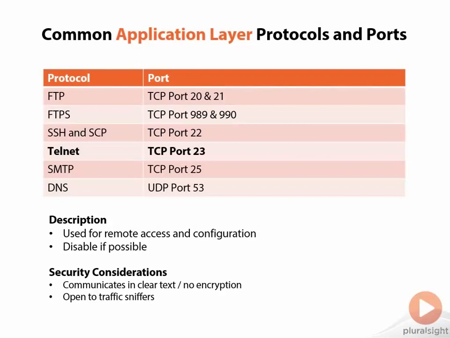The next one is Telnet, and as I mentioned, Telnet is very similar to SSH in the fact that we can remotely configure devices, routers, switches, other PCs, servers, things along those lines. However, Telnet is an insecure protocol, so disable it if possible. It goes over TCP port 23, and it sends information in clear text. So again, it's really a bad practice, especially if we're trying to communicate to servers or things outside of our internal network. It's also open to traffic sniffers, things like network monitors, Wireshark, and so on and so forth.